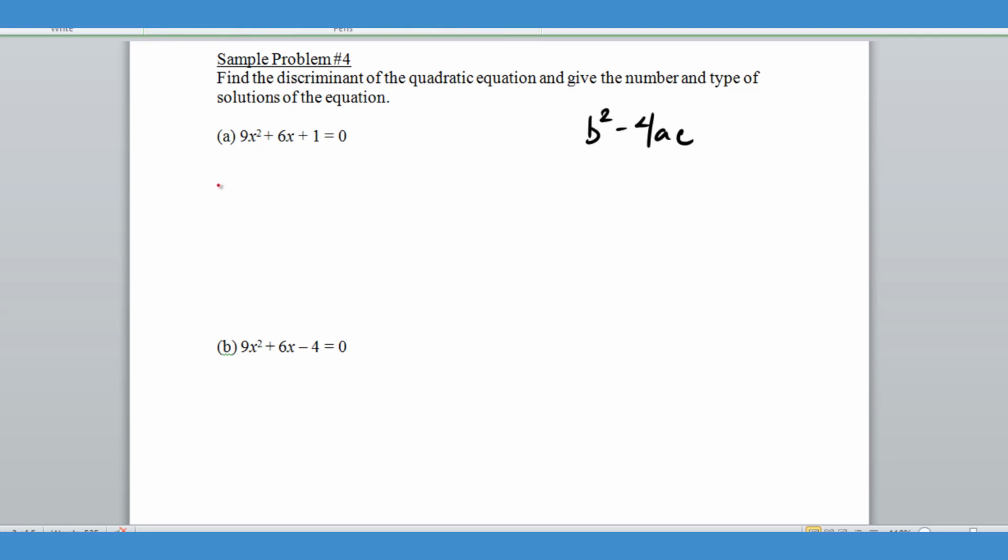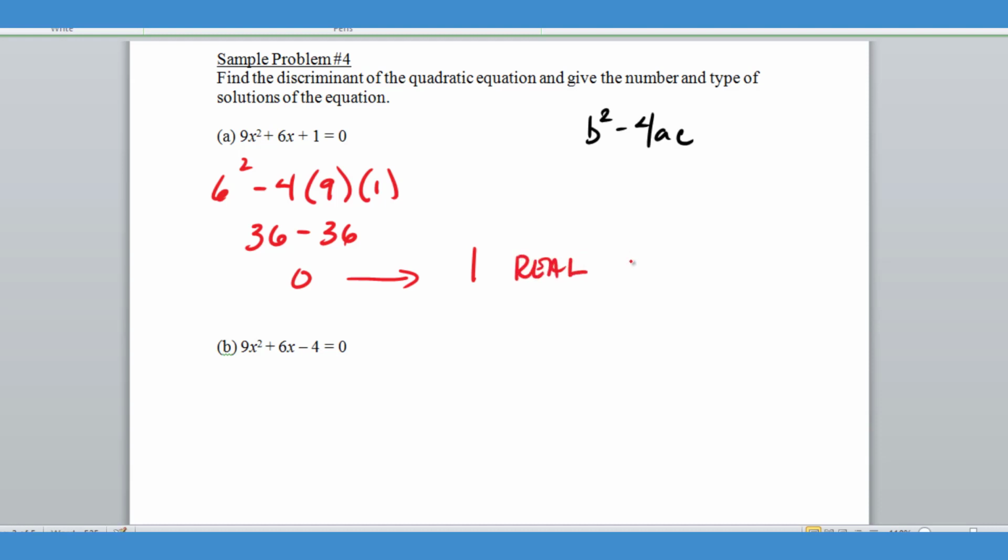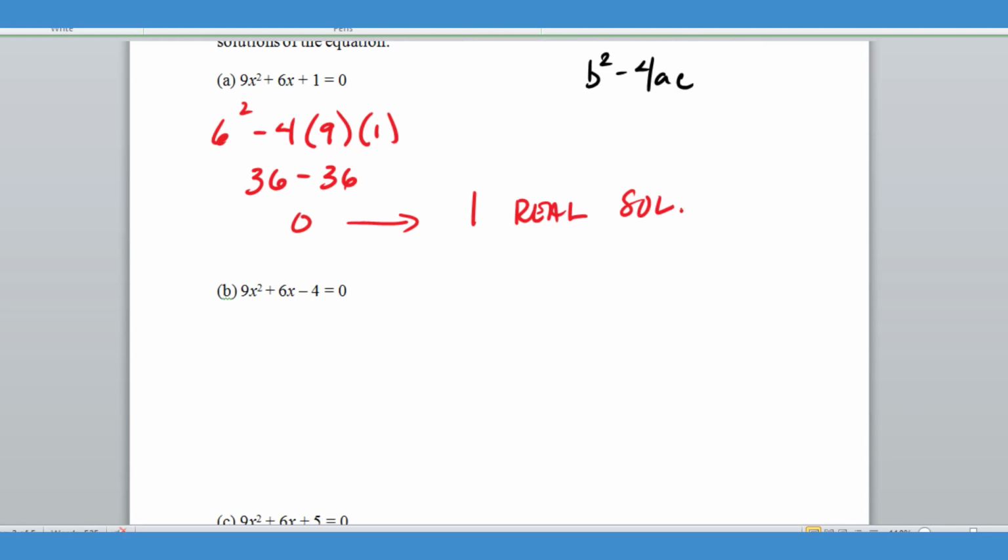So in this first one, that's going to be 6 squared minus 4 times a times c. If you work that out, you end up getting 0, which tells us that this must be a perfect square trinomial, and it could be factored. So that would be one real number solution. That's basically what the discriminant tells us. The other nice thing is, if I wanted to solve this and I noticed that the discriminant equals 0, then it would probably be a good idea for me to factor it because it's a perfect square trinomial, instead of going through the entire quadratic formula.